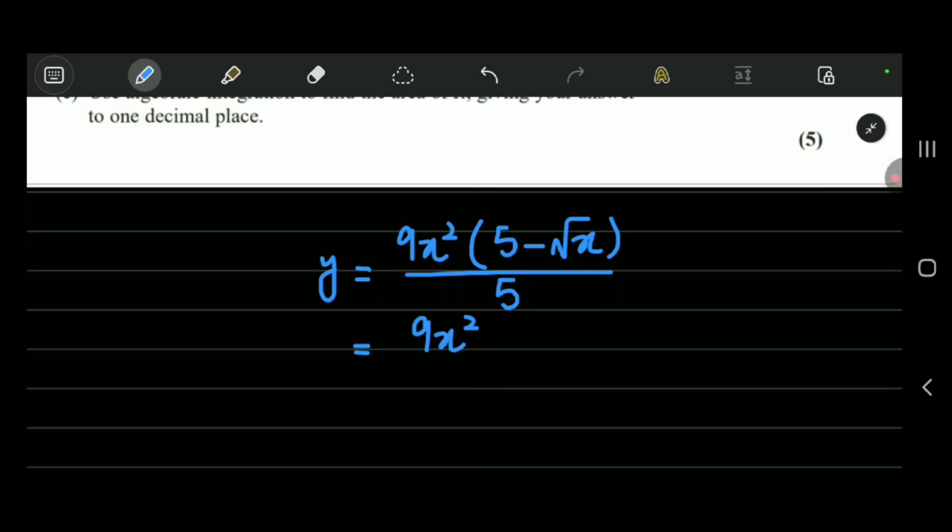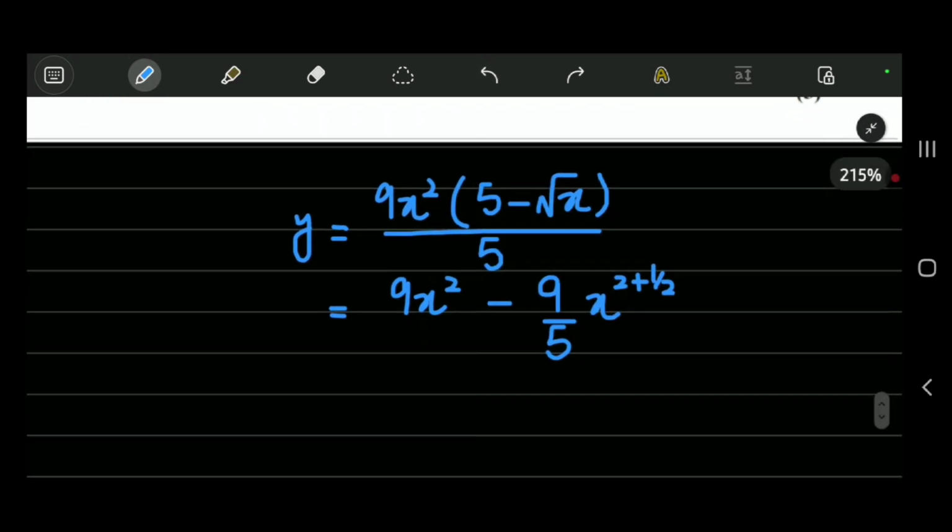So 9x square times 5 over 5 will be cancelled, minus 9 over 5 x square plus 1 over 2, because square and this square root is 1 over 2. So it will give you 9x square minus 9 over 5 x to the power 5 over 2. Now we would be able to differentiate it easily.